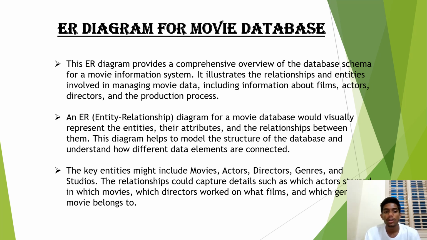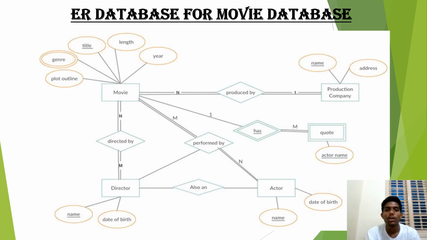This diagram helps to model the structure of the database and understand how different data elements are connected to each other. The key entities might include movies, actors, directors, genres, and studios. The relationships could capture details such as which actors are in which movies, which directors work on what films, and which genre a movie belongs to. Here is the diagram for the movie database.